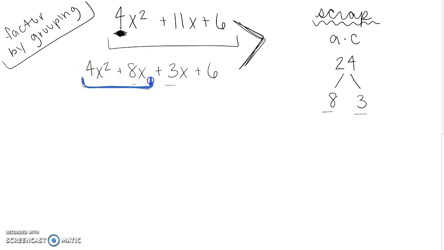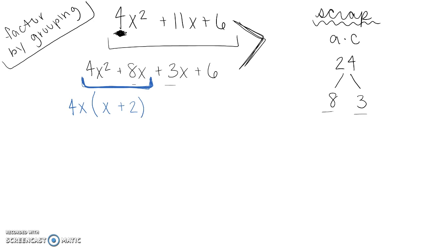So what's the greatest common factor of 4x squared and 8x? Hopefully you were saying it's 4x. So we're going to do 4x, and then what are we left with? Well, 4x squared divided by 4x is, oops, I almost wrote 4, is x. 8x divided by 4x is 2. So we're left with x plus 2.